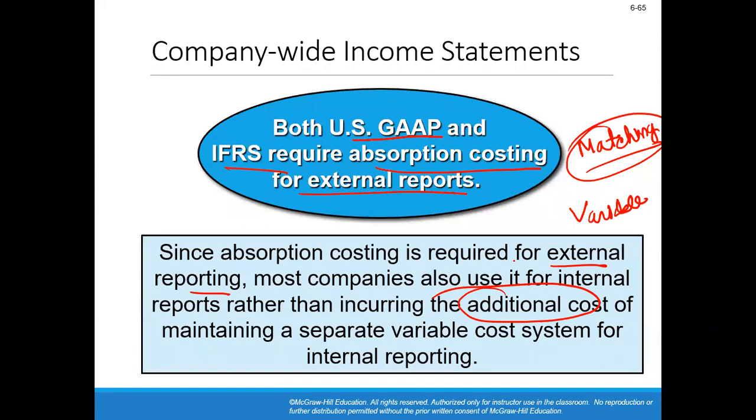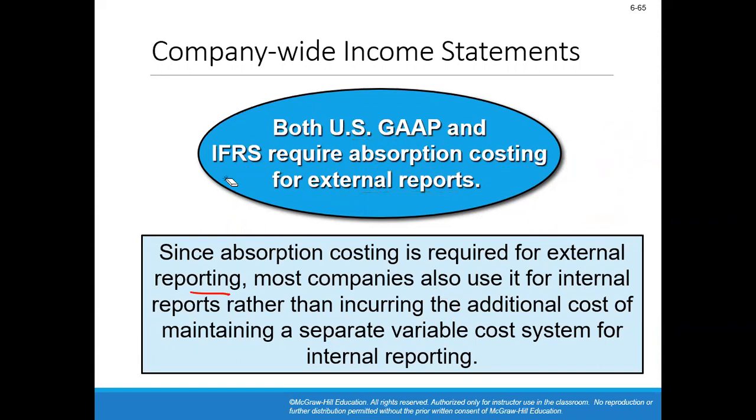So in that case, which is more likely company will be using for internal reporting purpose? If this is the case, they'll be more likely to use the absorption costing or the variable costing? What they'll be using, absorption costing or the variable costing? They like to avoid cost, and regulators require that they use the absorption costing for external reporting. Yeah, absorption costing, they'll require it, right?